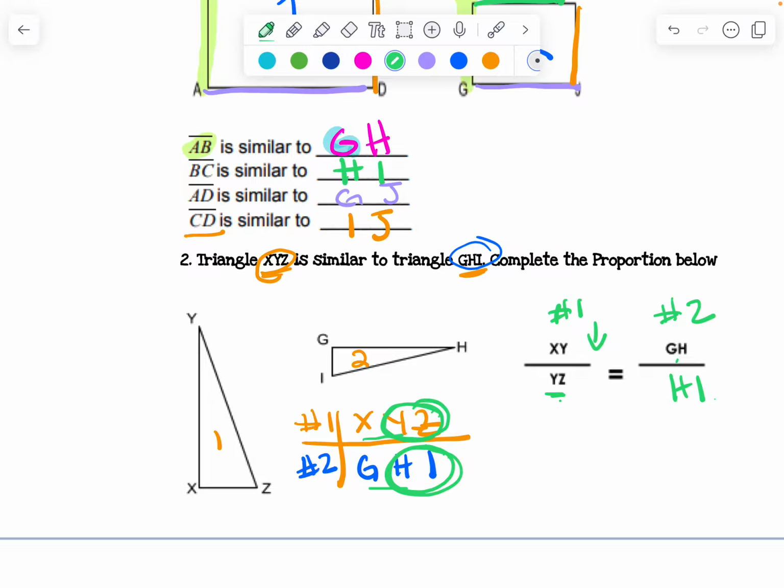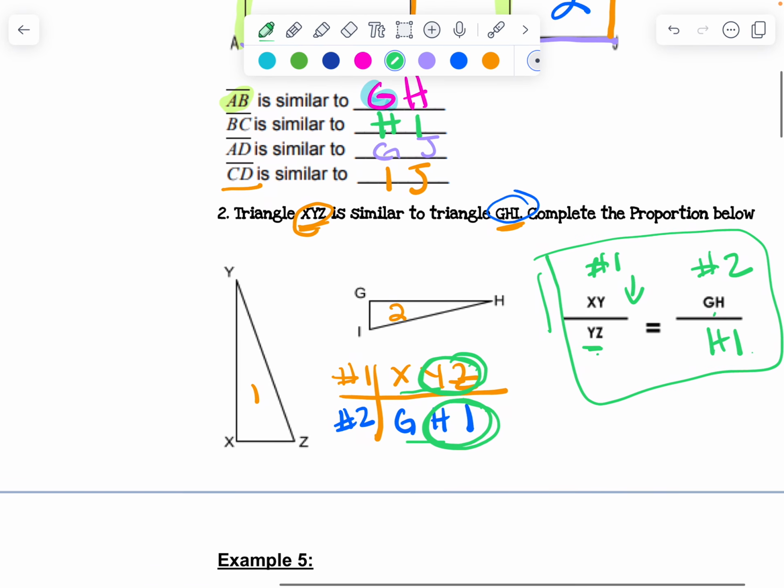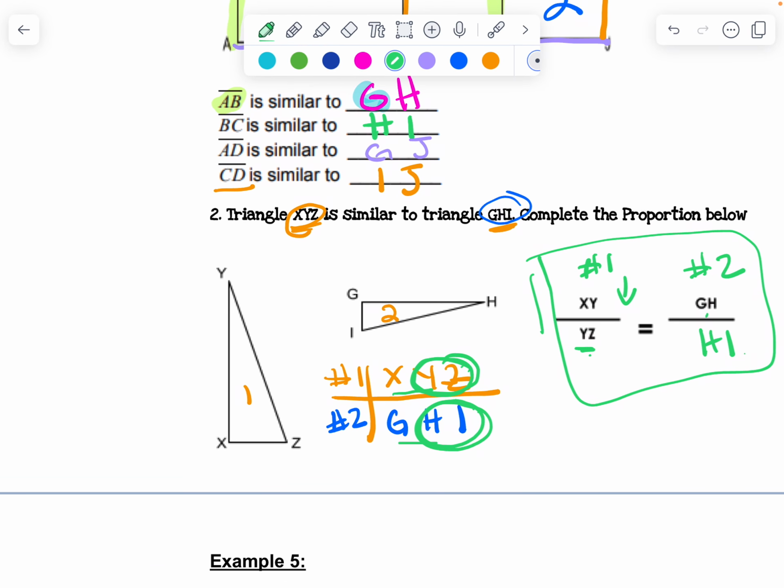Okay, so this is one way of doing it. Now, I want to talk about one more thing. I know it could be a little confusing. Your corresponding sides could be up or down, or left or right. For example, on this one, if you notice, your corresponding side when XY corresponds with GH in the second figure, or it can also be written like this: XY can go with GH.